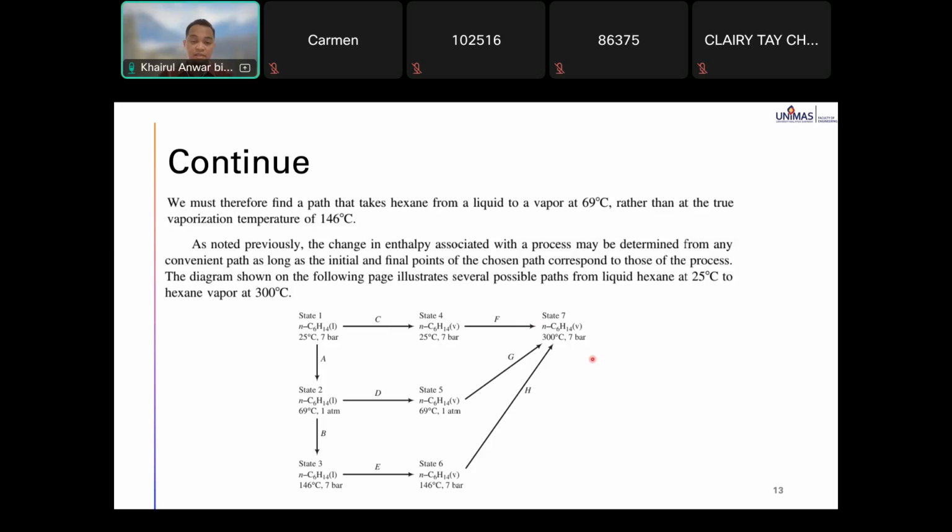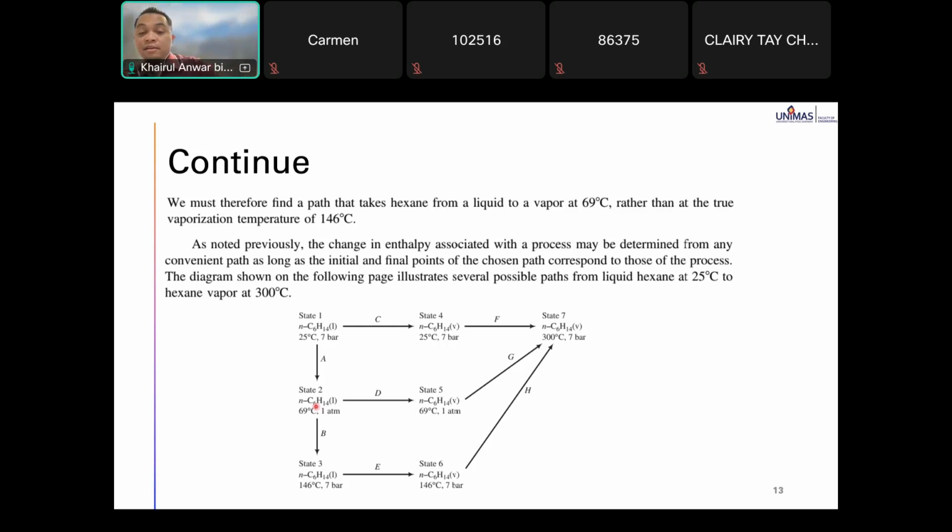So in this case, we need to raise the temperature of the liquid from 25 to 69, because hexane boils at 69 degrees C. The hexane boiling point is in table B1, page 631. Yeah, 68.74, so approximately 69 for hexane.